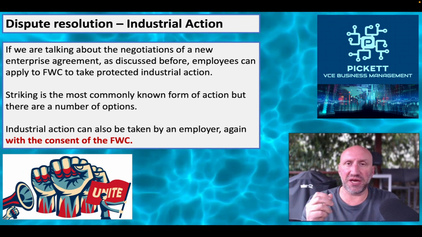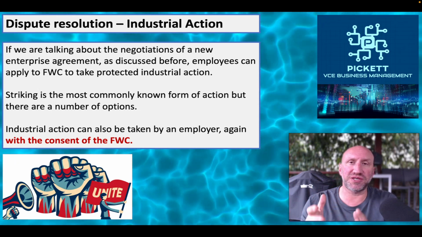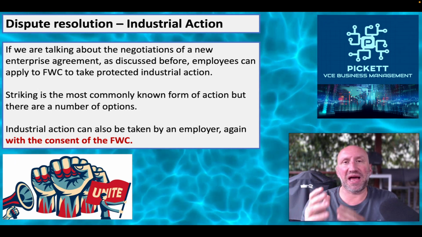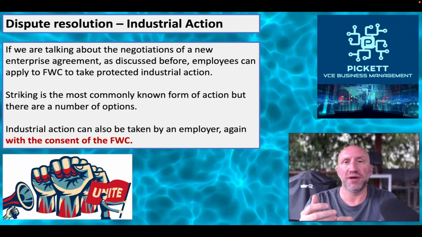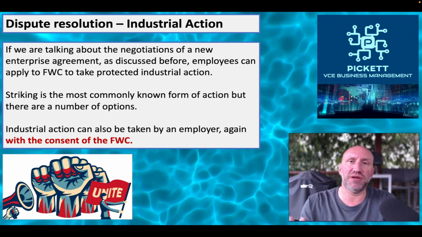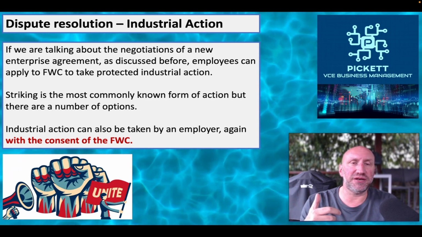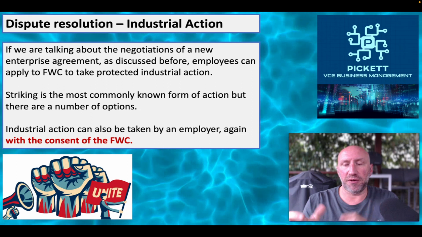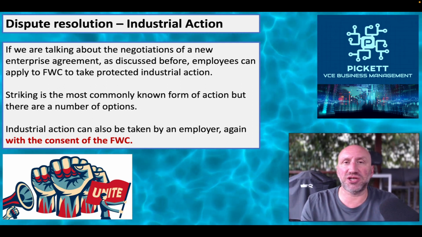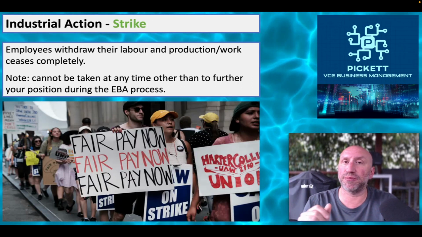So if either the unions or the employers want to take some kind of industrial action, they have to apply to the Fair Work Commission. Permission to do it must be granted by the Fair Work Commission, and then the action can be taken. You can't just decide to take industrial action off your own back, because there can be legal ramifications for doing so. So that's a really important point.